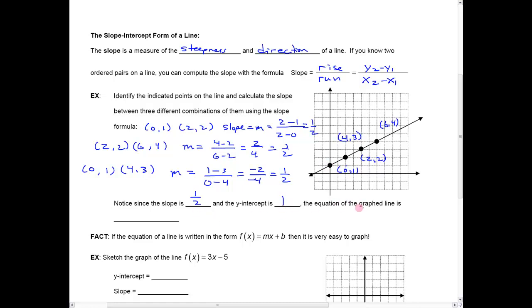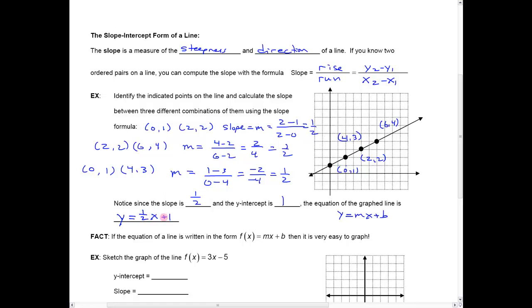Since the slope-intercept form of the equation of a line is y equals mx plus b, if you can look at a line and determine its slope from the graph and its y-intercept, then you can just plug it in and say, okay, I know the equation of this line is y equals, in this case, 1/2 x plus 1. And that should satisfy every single one of those points. For example, if x is 6 and y is 4, notice that that's going to work here, isn't it?